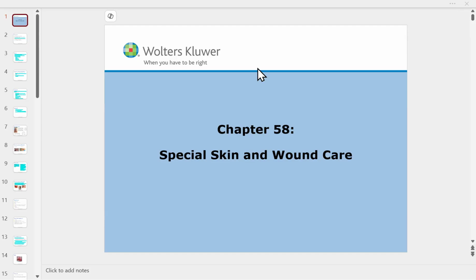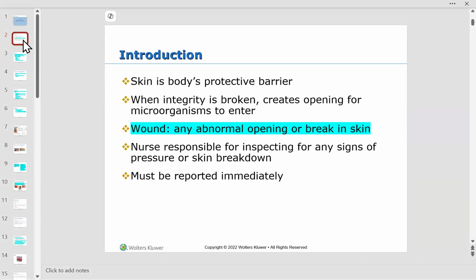This is chapter 58, special skin and wound care. So buckle up. This is a lot of information. Okay. So skin, that is your protection. When skin integrity is lost, that is an opening for pathogens to get in. What is a wound? A wound is any abnormal opening or break in the skin.